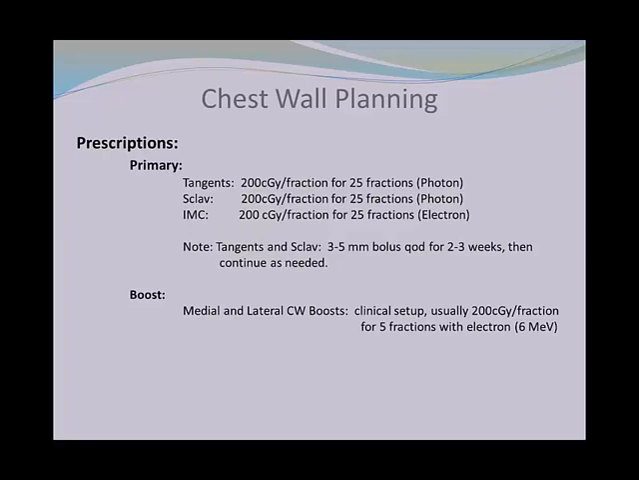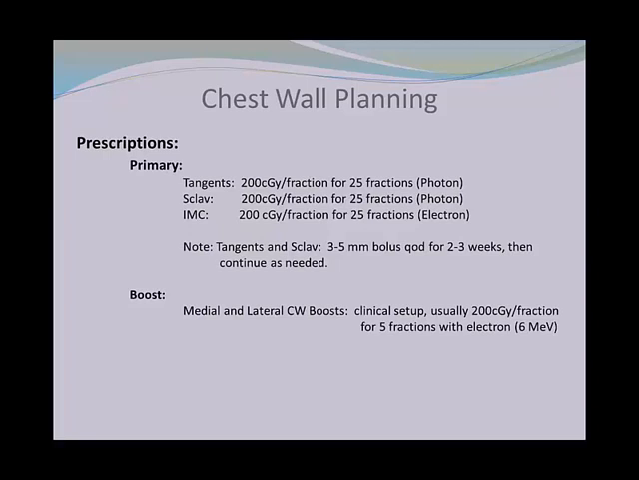So here in this example, this is that right chest wall case that I've shown you earlier. We have our primary tangent field, medial tangents and the lateral tangents, and then you have the supraclavicular field, and then the IMC field. And you can see here on the supraclavicular field we have the contour, the infraclavicular nodes contour in purple, and this is where a physician wants to make sure that we cover that with the 90% of the prescribed dose.